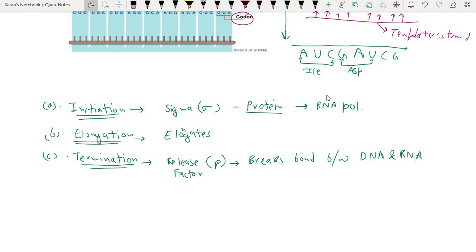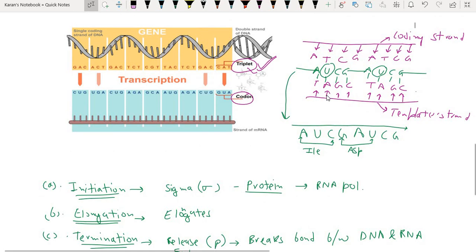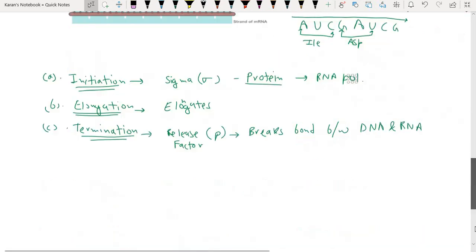Actually, it breaks the bond between these. Here it will break the bonds. These bonds it will break. Then these bonds are being broken down, and here the process gets completed because the RNA is set free now, and you can call it a primary transcript. The better word is primary transcript here, right? Then let me move ahead.